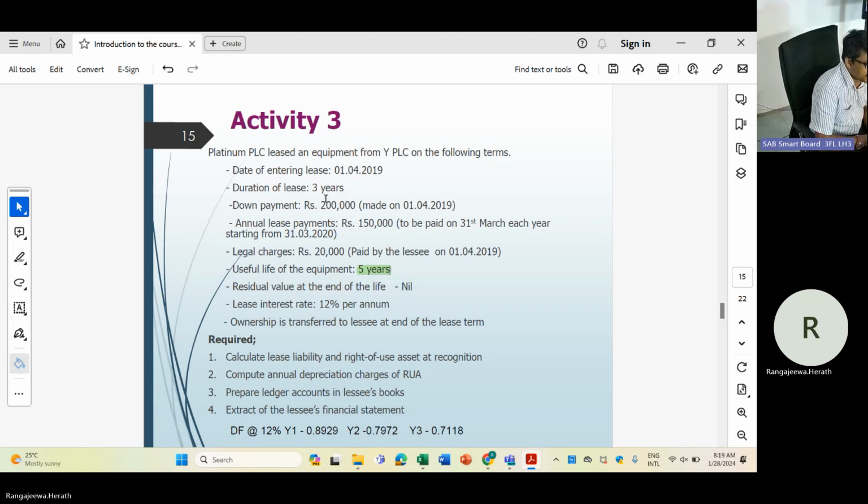The discounting factors are given at 12%, so we can use these discounting factors, and first you can calculate the present value of the lease payments. That is the lease liability. Then you can find the right of use asset account, and you can compute the depreciation. Can you work out quickly 1 and 2?